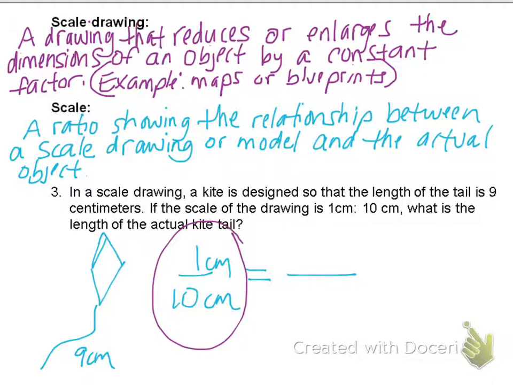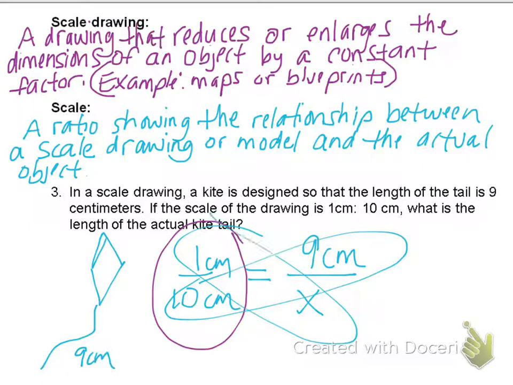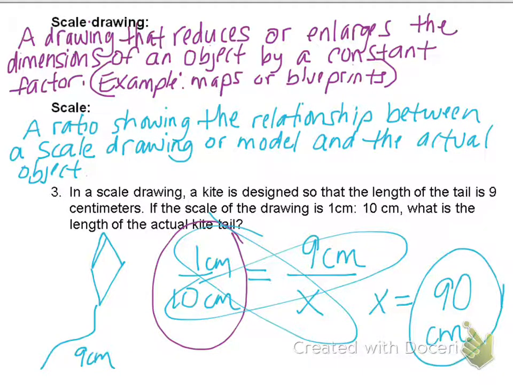So we fill in what we know. The 9 centimeters is going to go on the top because we know that this is the drawing, which is smaller than the actual. And then we need to find the missing number there. So if we cross multiply, we'd have x times 1, which is x, equals 9 times 10, which is 90 centimeters. So the actual length of the tail of the kite would be 90 centimeters.